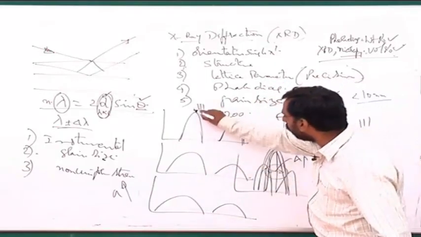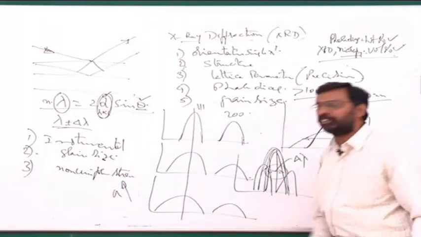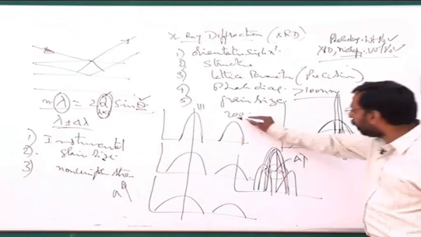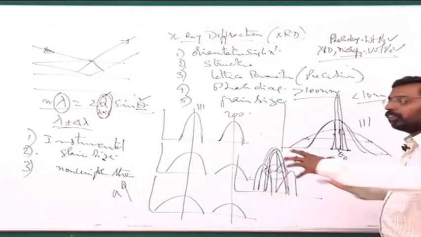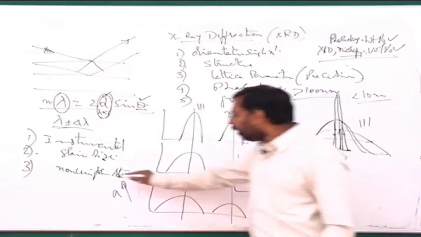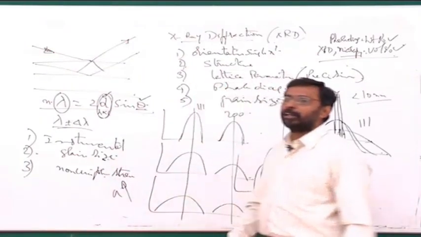So this peak, the peak position will not change. Peak will simply start becoming broader and broader. And this peak position also will not change. Peak will simply become broader and broader. So you can see that all these three will contribute.